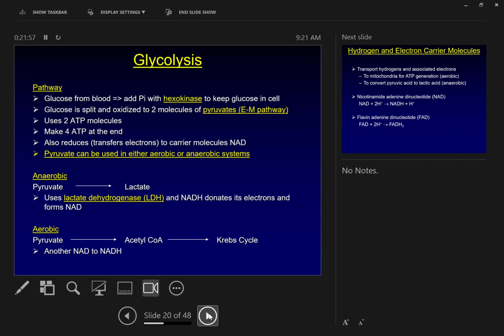Glucose in, carb in, put some energy in, make a little bit back, reduce some electron carriers, and then the pyruvate goes to lactic acid, or it goes into Krebs. I think you can memorize that much for me.